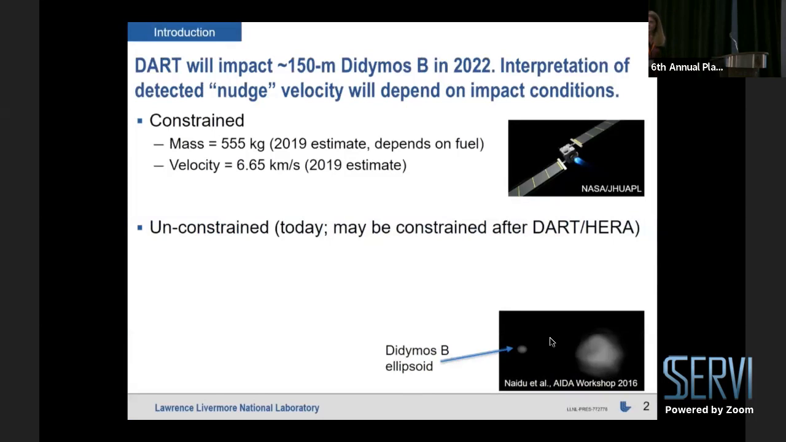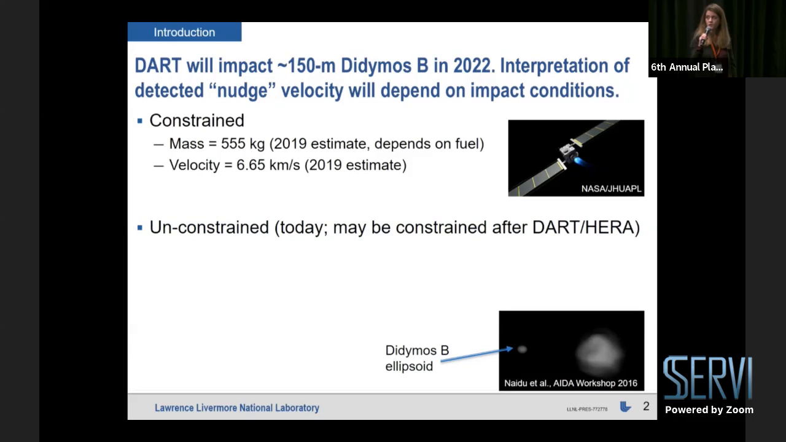So the DART mission is fast approaching, launch in 2021, and impact will be in 2022. And in preparation for this mission, we've been doing a lot of hydrodynamic simulations of the impact, specifically using the Spheral hydrocode, which we'll be talking about today in this talk and several other talks later on as well.